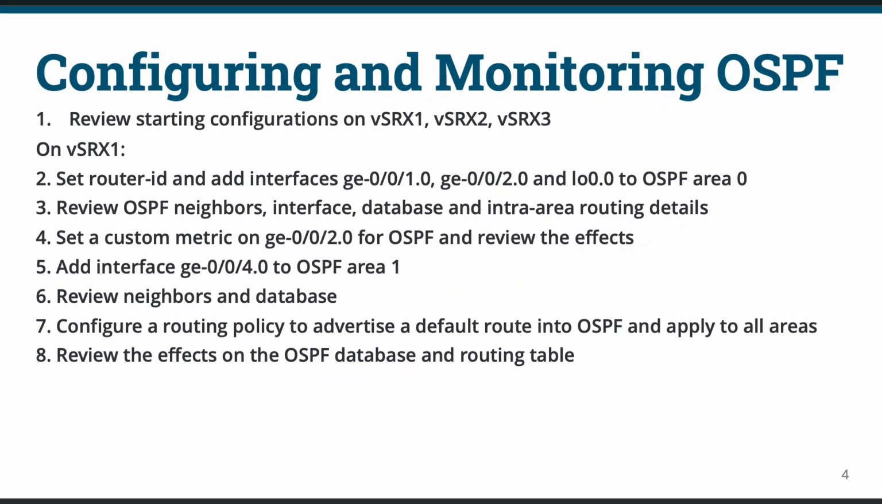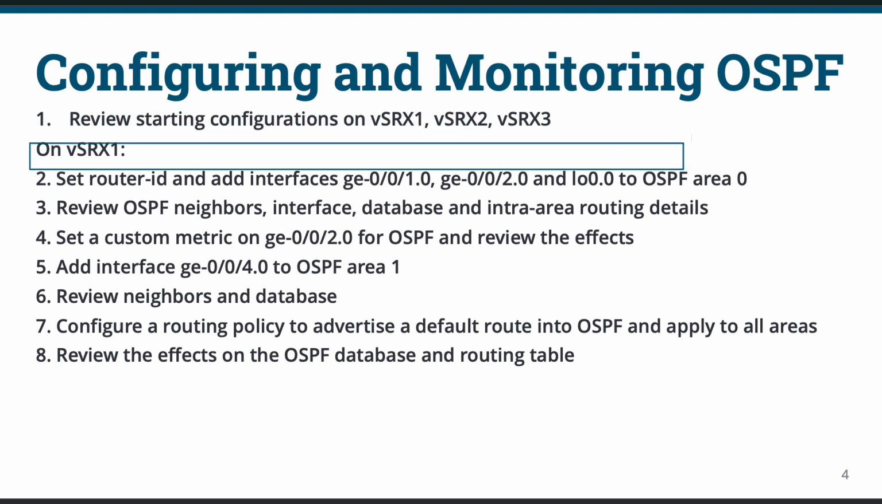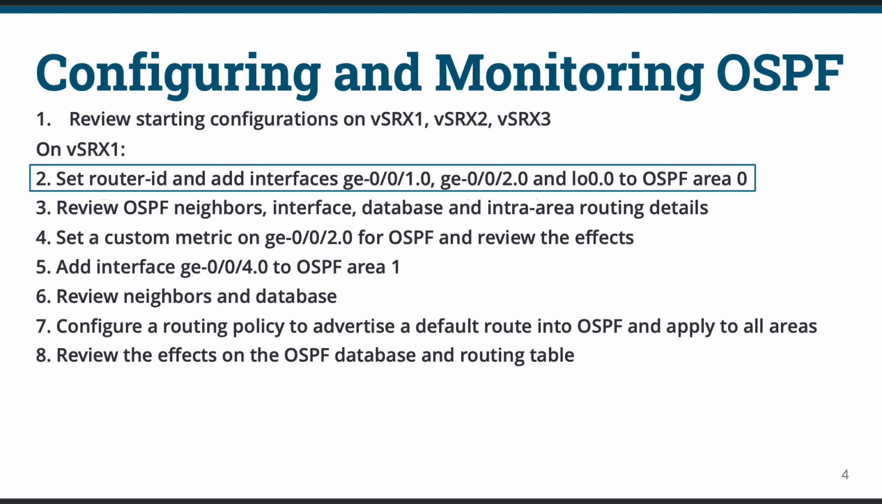First, we'll configure and monitor OSPF on VSRX1. We'll start off by reviewing the starting configuration on each of the three devices in our topology. Next, since VSRX1 has no OSPF configuration currently, we'll statically set the router ID and configure GE001, 2, and the loopback interface in OSPF Area 0.